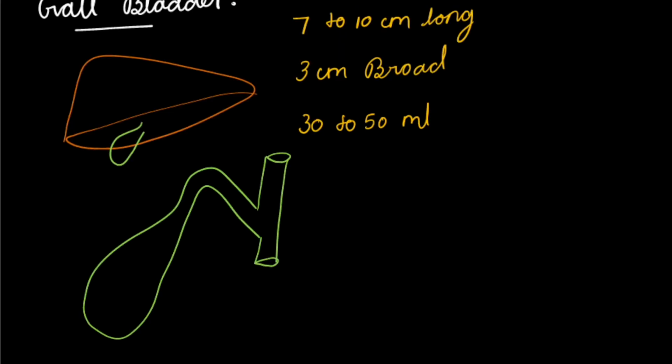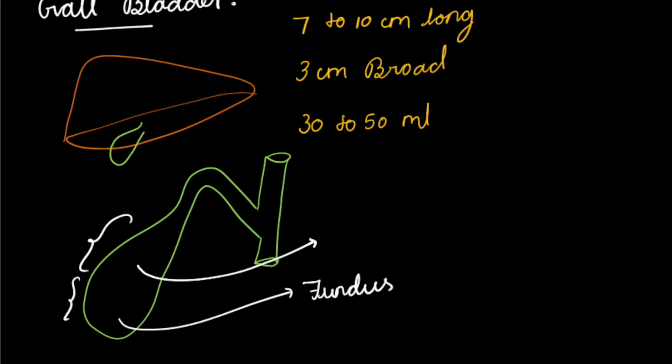So in the gallbladder, we will have 3 different parts. One is the fundus, which is situated in the lower part, and the second part is the body of the gallbladder, and lastly the neck of the gallbladder here, which forms the most constricted and narrowed part of the gallbladder, and it continues with the cystic duct above.